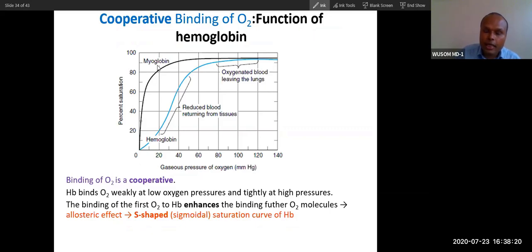Now we compare this structure of oxygen binding with myoglobin. So you can see in myoglobin the curve is hyperbolic, but in hemoglobin the curve is sigmoid shaped. Why is this sigmoid shaped?